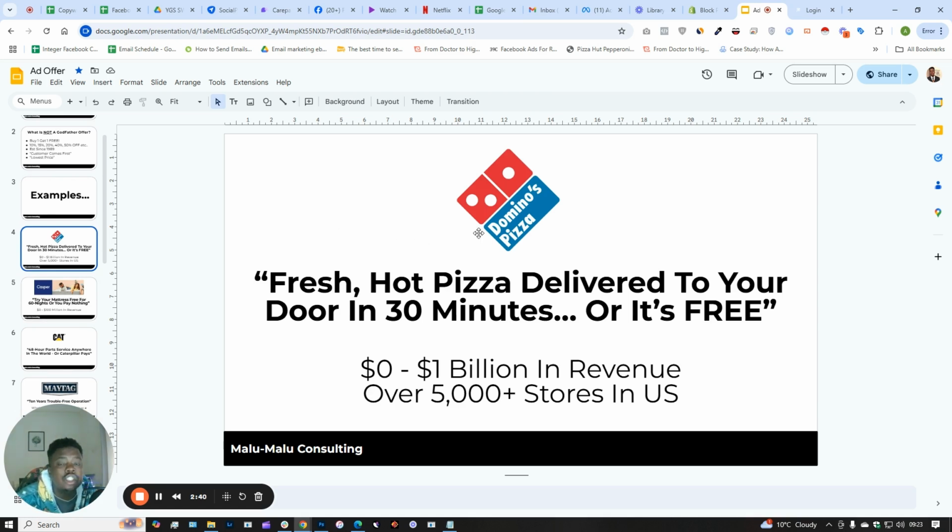This is Domino's Pizza. Domino's Pizza went from 0 to 1 billion in revenue and grew from basically one store to over 5,000 stores in the US alone from this one single offer, this one single result. This was the promise that they made to their customers that allowed them to scale their advertising and marketing: fresh, hot pizza delivered to your door in 30 minutes or it's free.